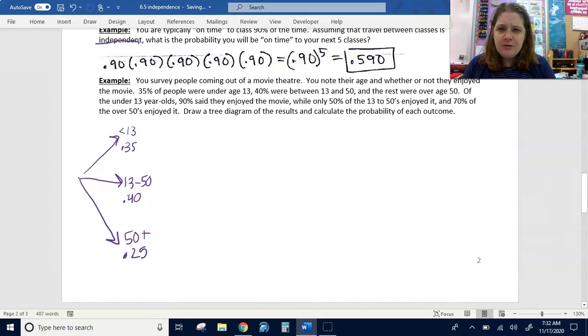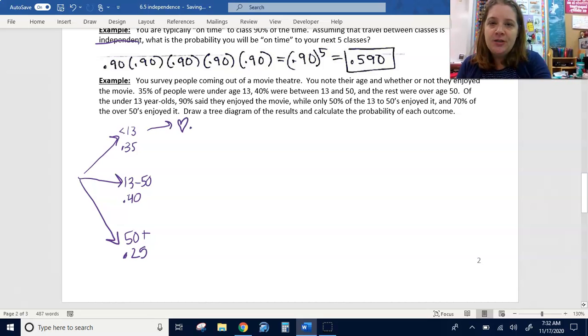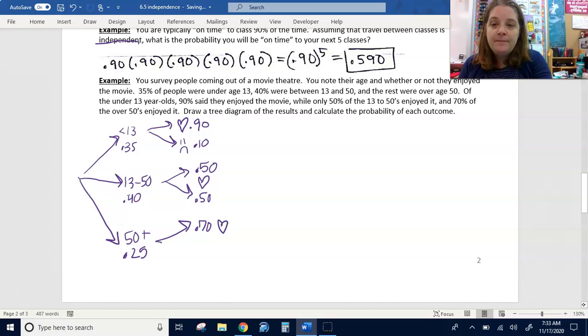Of the under 13-year-olds, 90% said they enjoyed the movie. I'm going to use a little heart for enjoyed. 90% said they enjoyed, which would mean 10% did not. Okay, use a little frowny face there. While only 50% of the 13 to 50s enjoyed it, which would mean that 50% did not. And only 70% of the over 50s enjoyed it, which means that 30% did not.